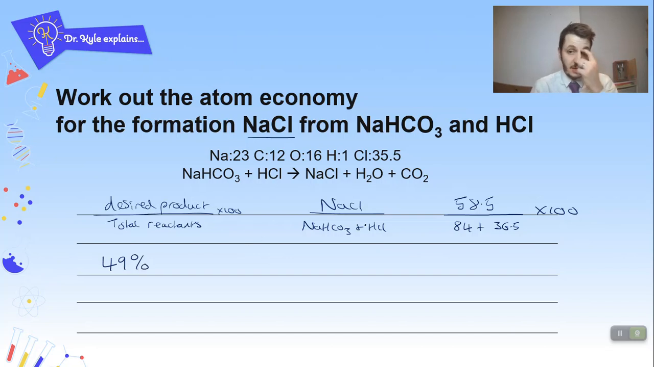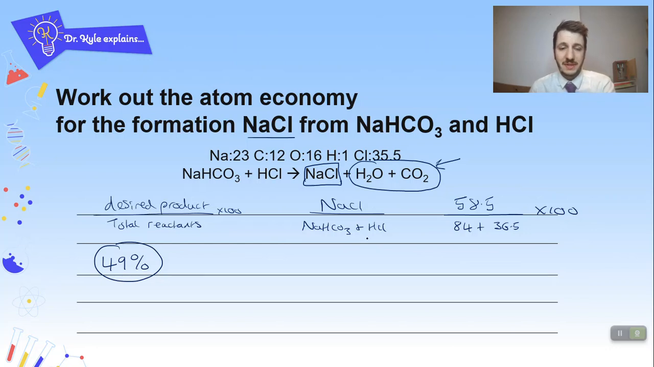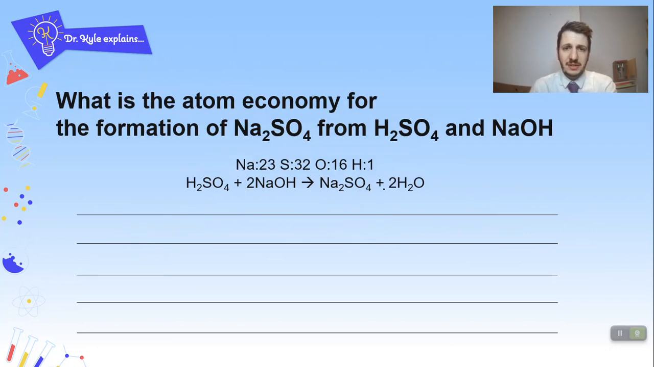Looking here in the equation, you can see that was my desired product, that's what I wanted to make, but this reaction also produces these waste products. So again, it's essentially an efficiency calculation. You're seeing how many atoms actually end up in the desired product compared to how many waste products you've got. So this one is only 49% efficient in that regard. Okay, let's have a look at this final one.